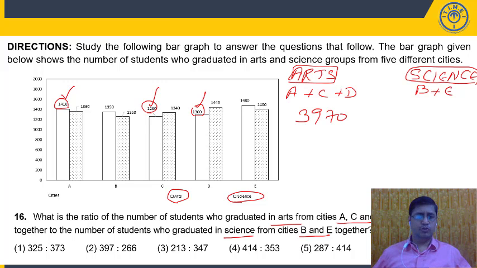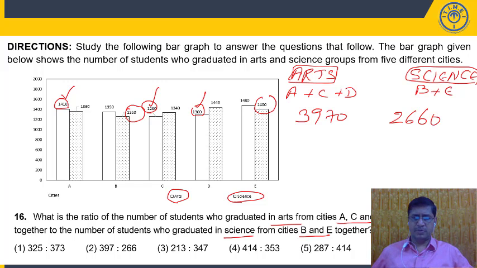Then B and E values. Science group means B value is 1260, and E value is 1400. 1260 and 1400 is 2600, 2600 plus 60, so 2660.